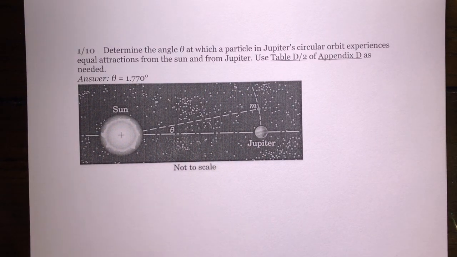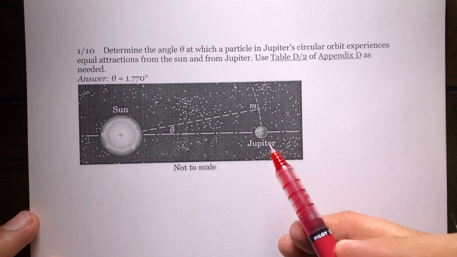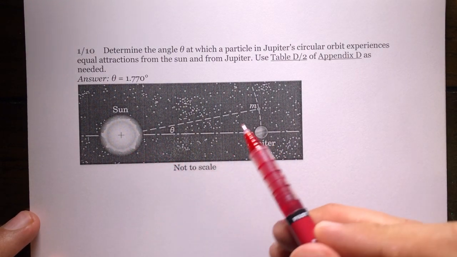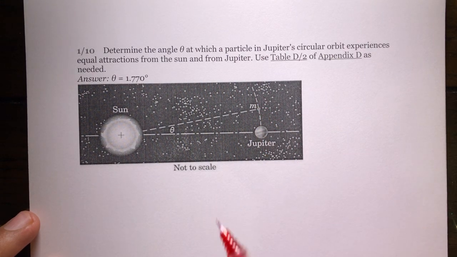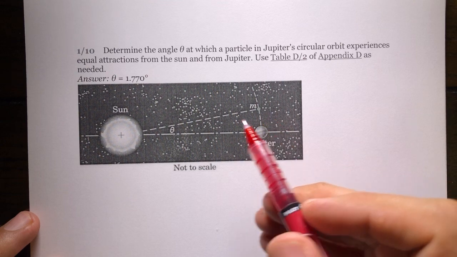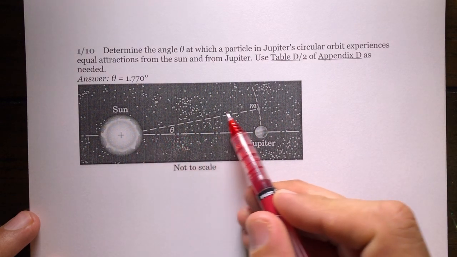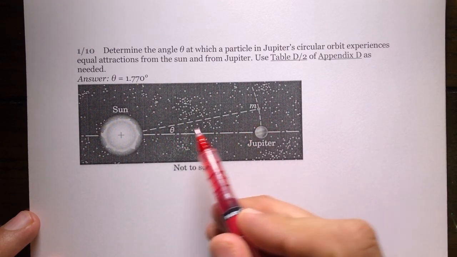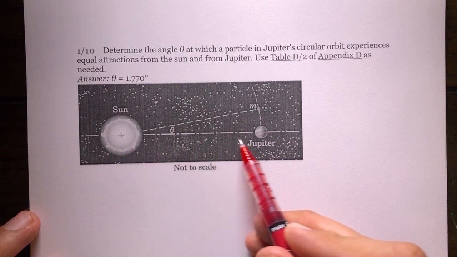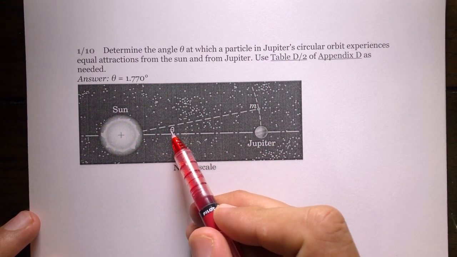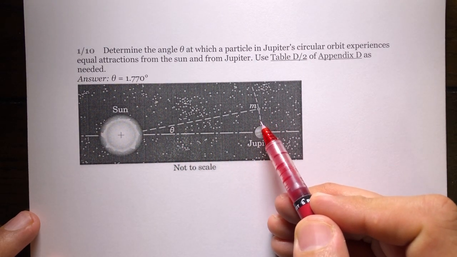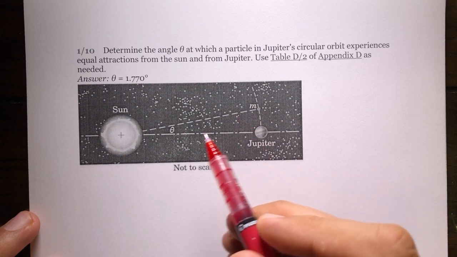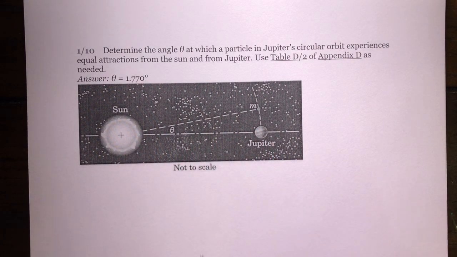Another example, problem 10, chapter 1. In this problem, we have Jupiter, Sun, and also a particle in Jupiter's orbit. And the question is, what should be theta, the angle between the line between the Sun and that particle, and the connecting line between the Sun and Jupiter, that theta. What should be this theta in which this particle experiences the same gravitational force from both Sun and Jupiter?